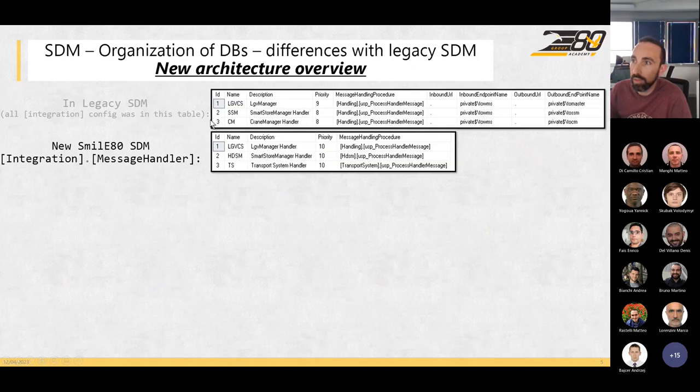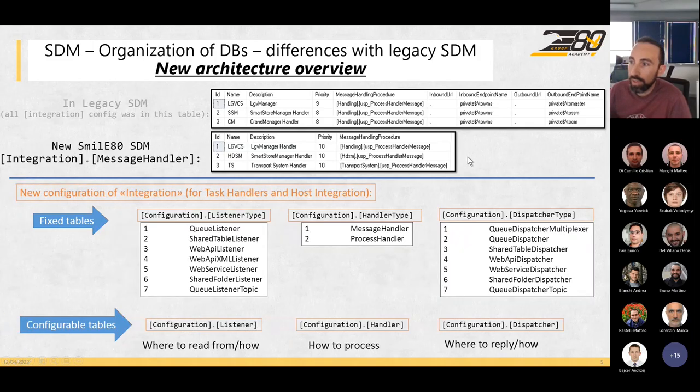So the top table is the old SDM. Now the same table in the new Smile80 SDM is a bit simplified, because the other information has been moved into some other tables that can be configured. So these are structured in this way.